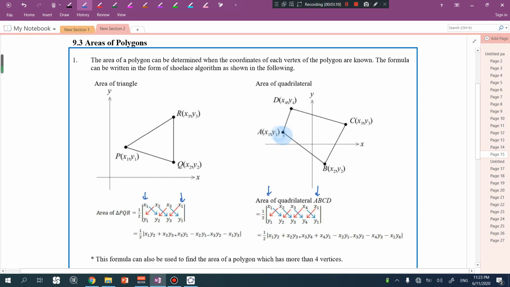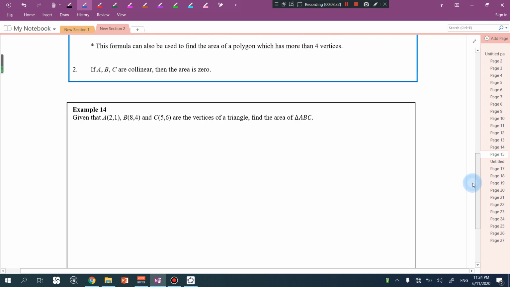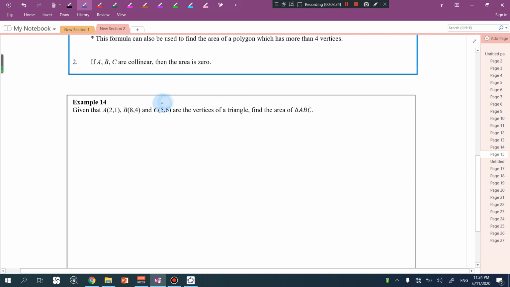When you arrange the coordinates for all the vertices, you can go either anti-clockwise or clockwise. You cannot jump around like this. Let's say the first pair I write this, second pair, third pair, fourth pair. It's not correct. You can go either clockwise or anti-clockwise, remember. Now let's see how we use this formula to solve some questions.